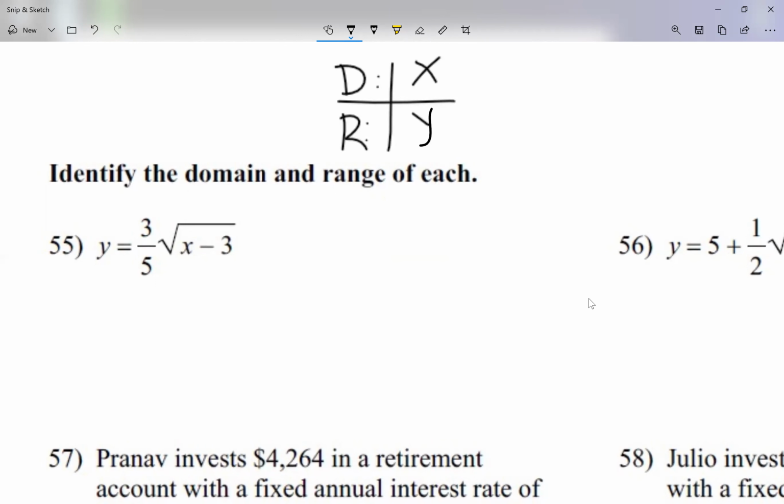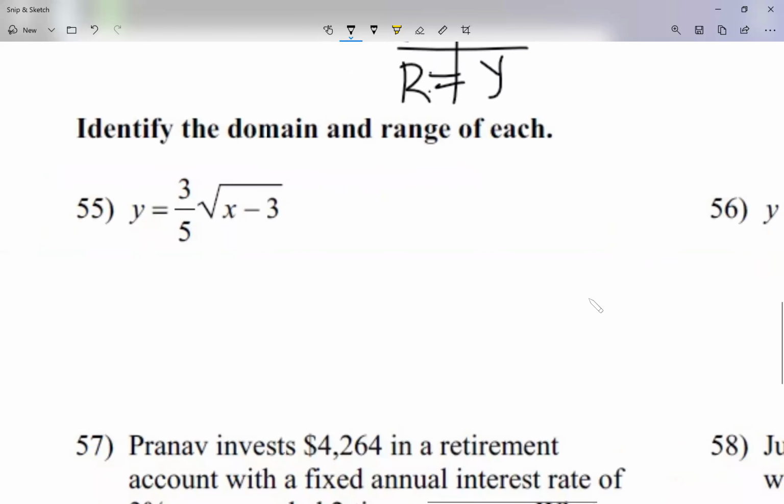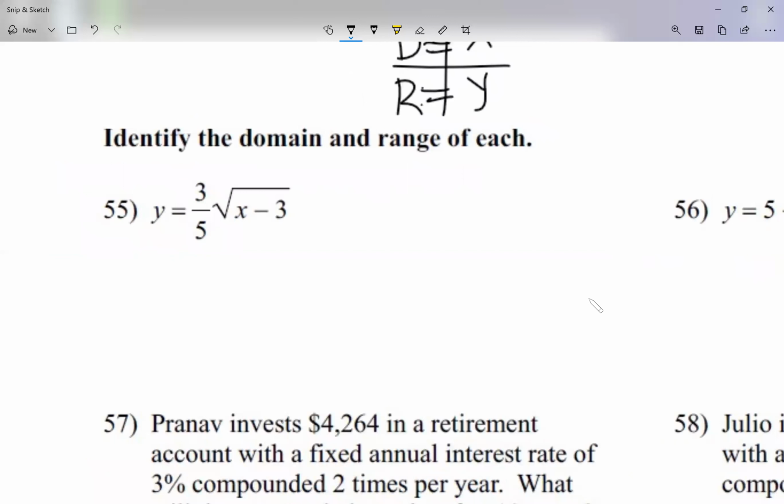Now domain, let me put an equal sign. Domain are all my X values. So what are the possible values of X? That's what domain is. Range, let me put an equal sign, are the possible values of Y. So domain has to deal with X values and range has to deal with Y. So here, identify the domain and the range for each. So I look at my domain, or my X value. My focus is where is the X?